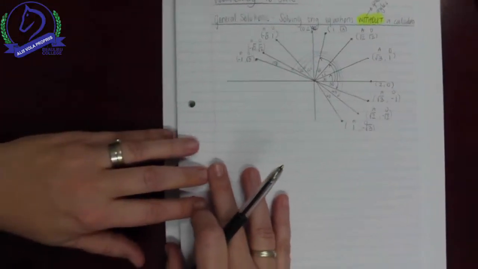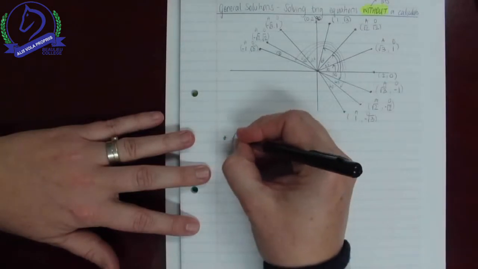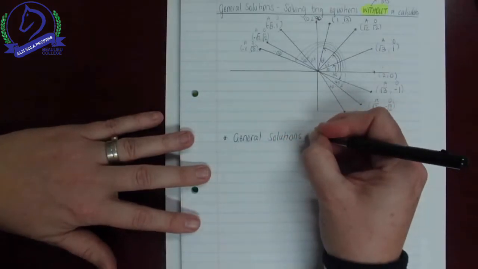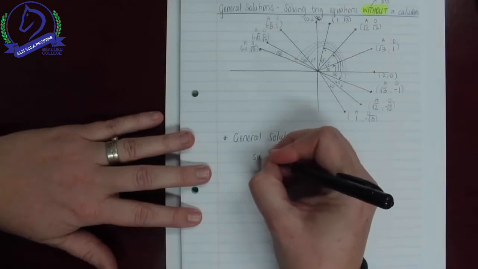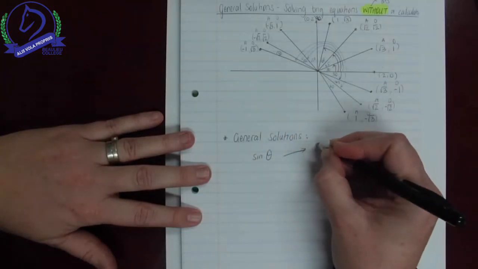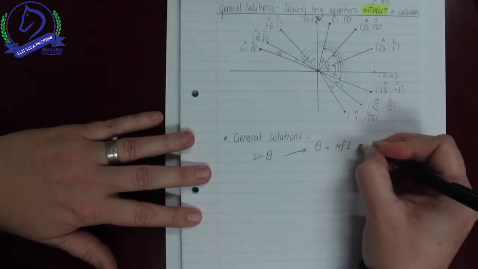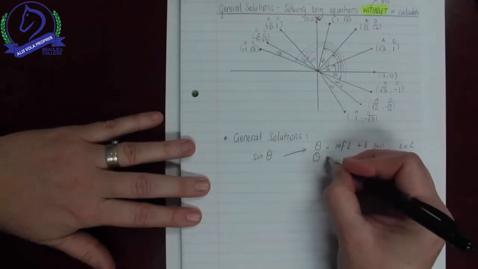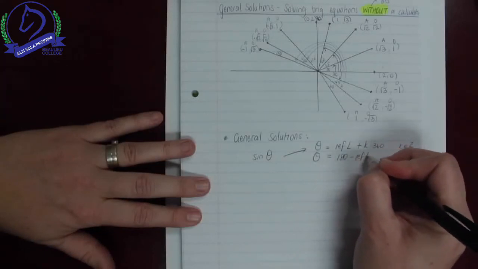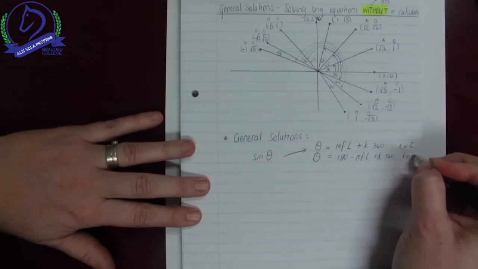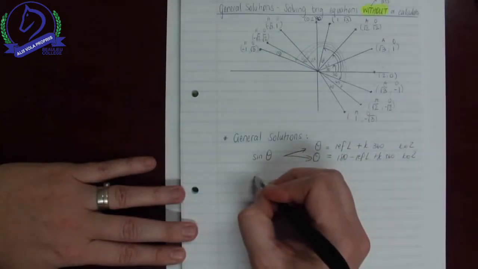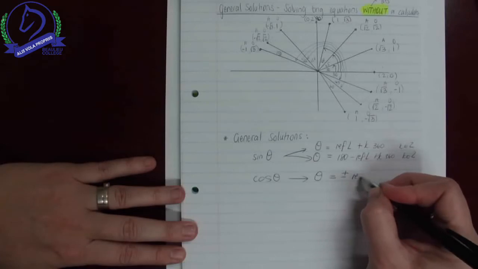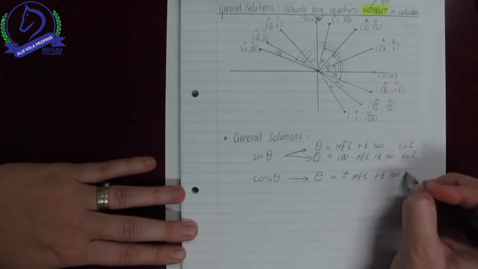But before we run off too far, what do I know about the word general solution? Whenever the word general solution is used, I know that whenever I have sine theta, I will have theta equals the reference angle plus k times 360, where k is part of the integers, or theta is 180 minus my reference angle plus k times 360, and k is part of the integers. When I talk about cos, I know theta will be plus or minus my reference angle plus k times 360.